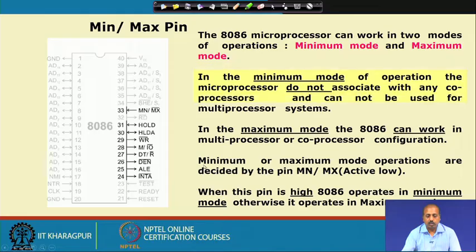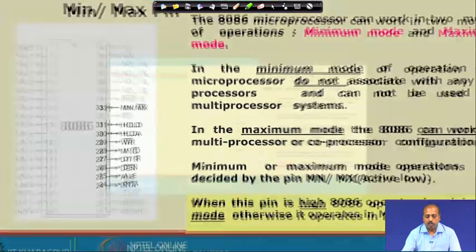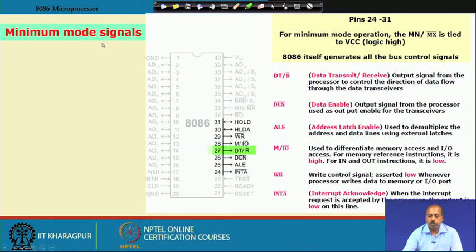So, minimum mode signals. These are the important signals that we have in minimum mode of operation. One is DT/R bar. So, DT/R bar is data transmit or receive. This is an output signal from the processor to control the direction of data flow through the data transceiver. So, if it is using some asynchronous transfer, then this DT/R bar can be useful.